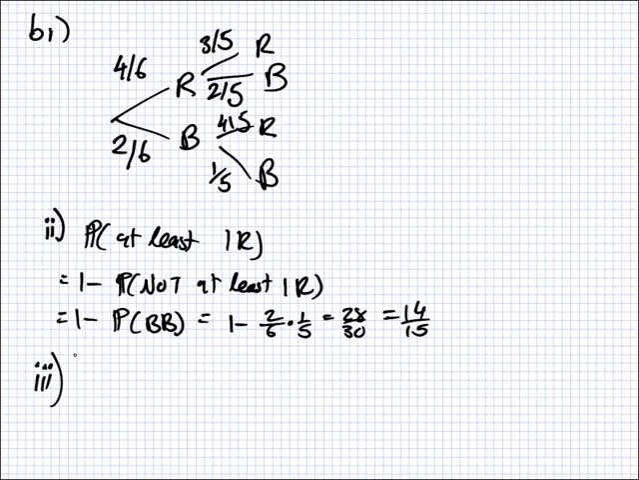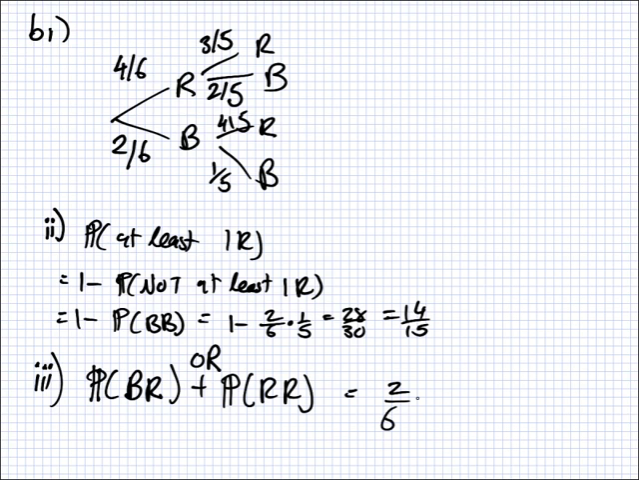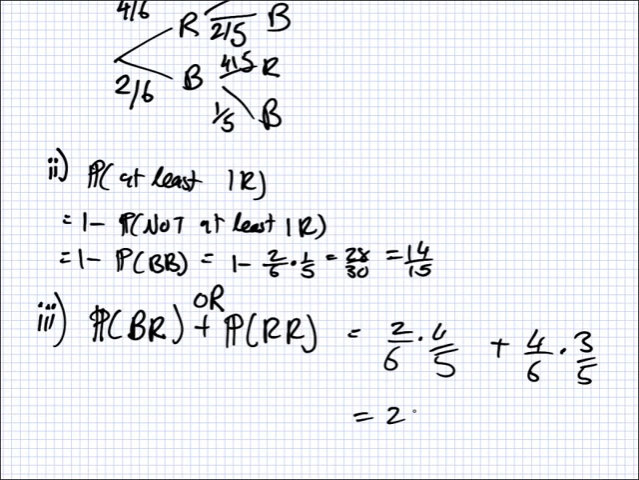Find the probability that the second ball removed is red. So the probability that the second one is red. So that's the probability of blue-red plus the probability of red-red, isn't it? Because of an OR. So blue-red is 2/6 times 4/5, and red-red is 4/6 times 3/5. So that is 2 over 3?